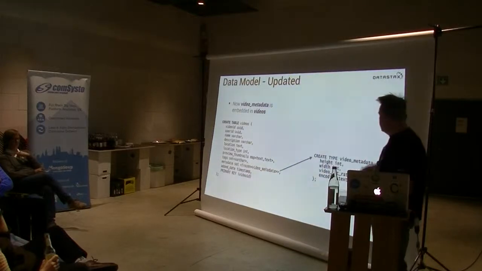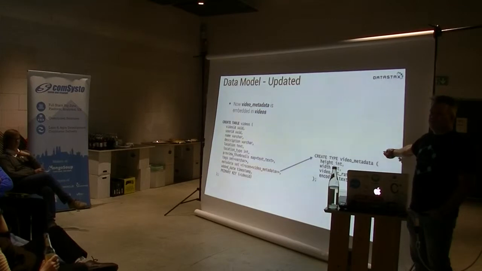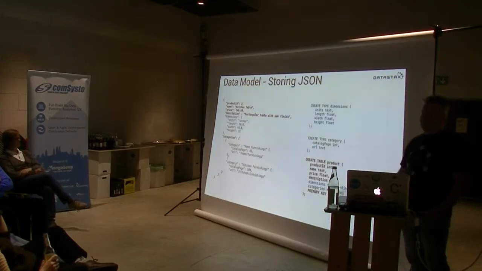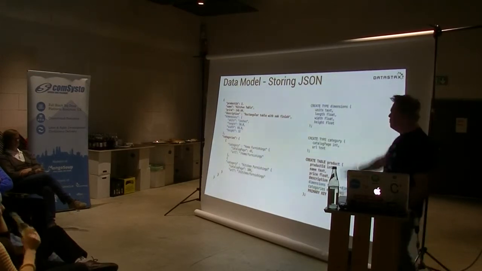You can't change the address type here, or the video metadata type. So what kind of interesting data models can this lead to? How about storing JSON? This is an actual real-world example. This is a product catalog.